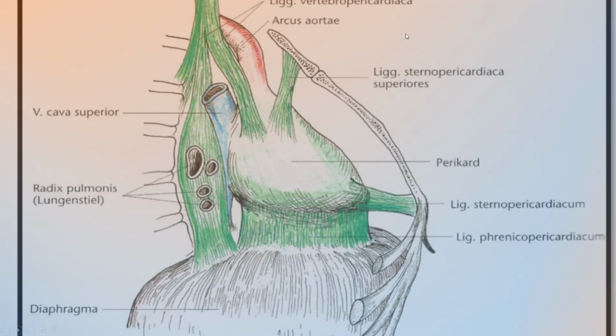Here we have again the ligamentum vertebropericardiacum, ligamentum sternopericardiacum superior, ligamentum sternopericardiacum, and the ligamentum phrenico-pericardiacum here.